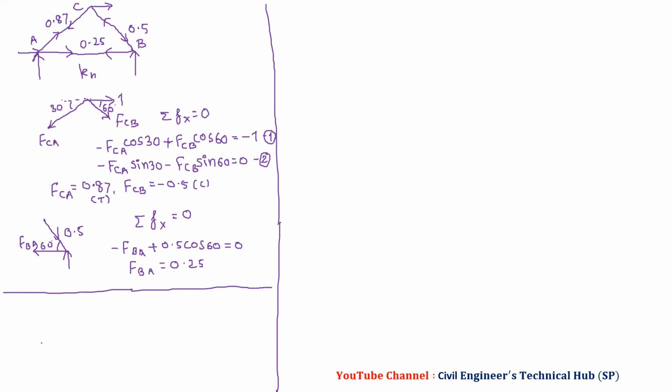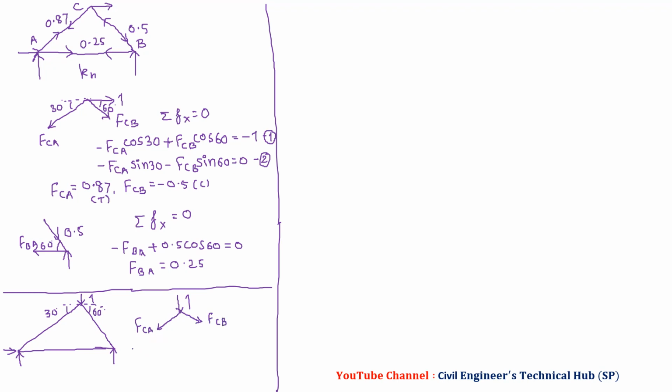Then we will go to KV. So we will apply a unit load, a vertical unit load. You can apply downward or you can apply upward. That is your choice. So we have taken the problem by considering upward. Now here I will take downward. I already mentioned the choice is yours. So we have this angle as 30 degrees and this angle as 60 degrees. Then we have this member FCA, and this member FCB.